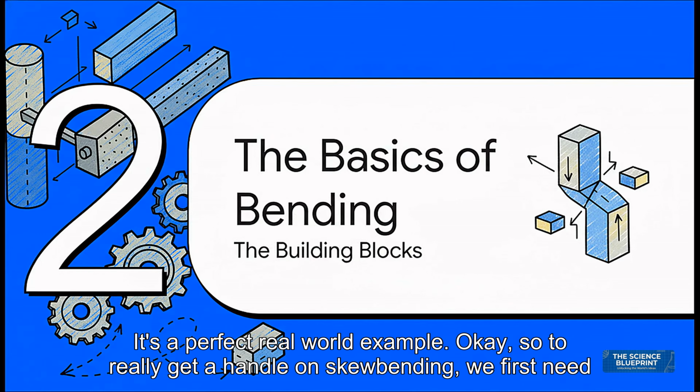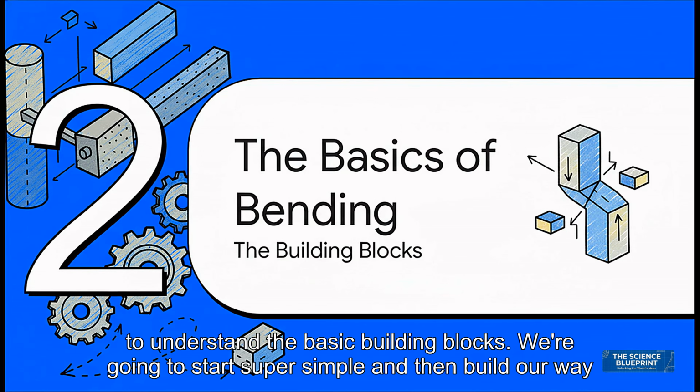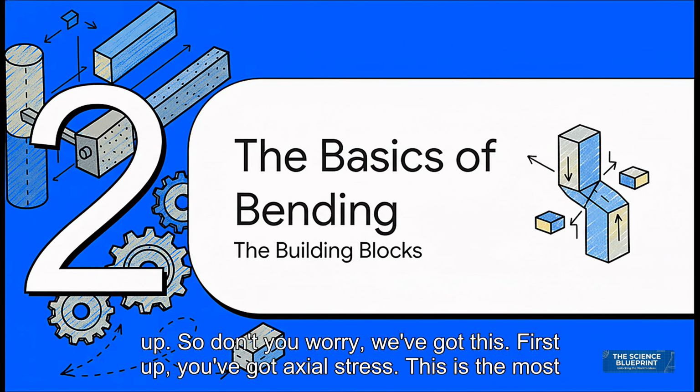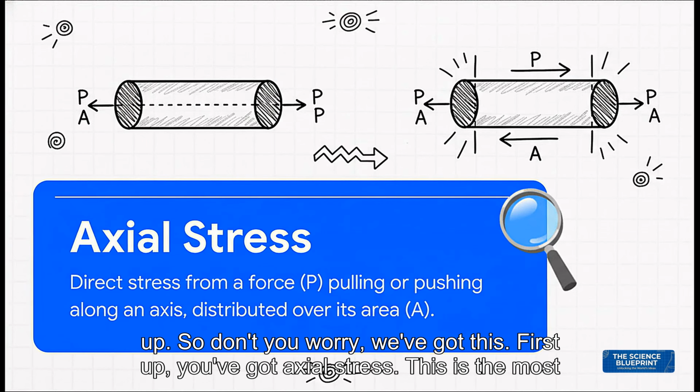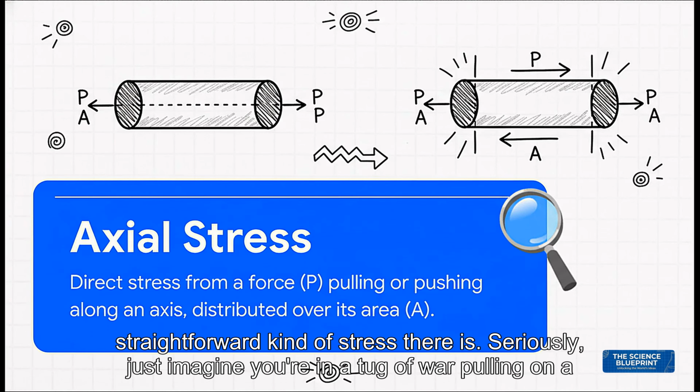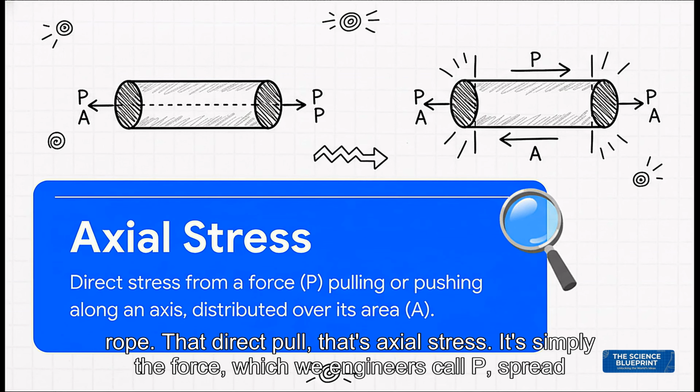Okay, so to really get a handle on skew bending, we first need to understand the basic building blocks. We're going to start super simple and then build our way up, so don't you worry. We've got this. First up, you've got axial stress. This is the most straightforward kind of stress there is. Just imagine you're in a tug-of-war, pulling on a rope. That direct pull, that's axial stress.